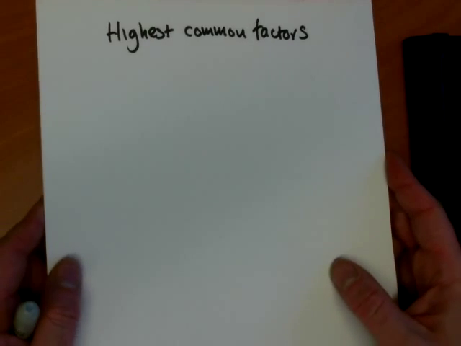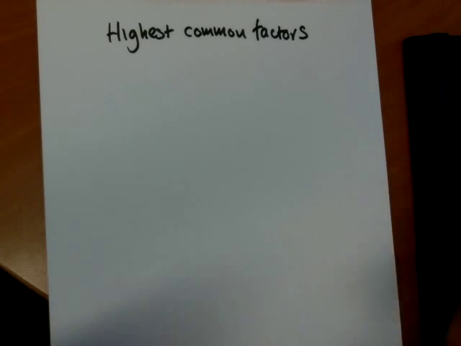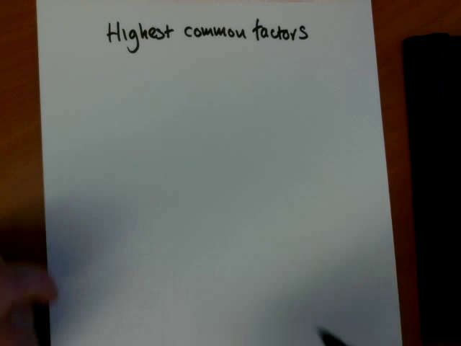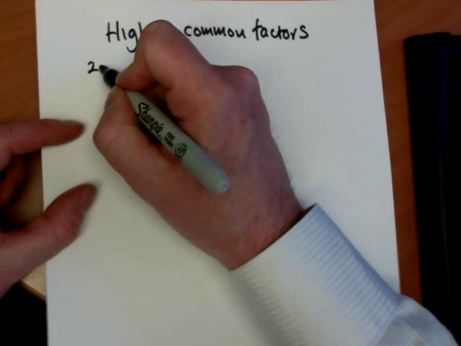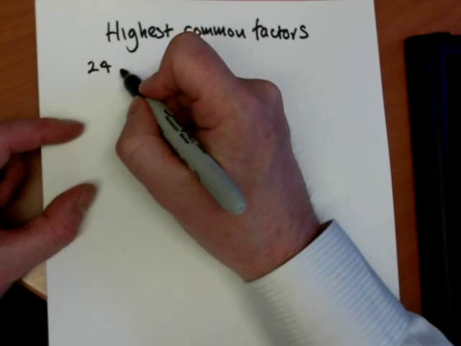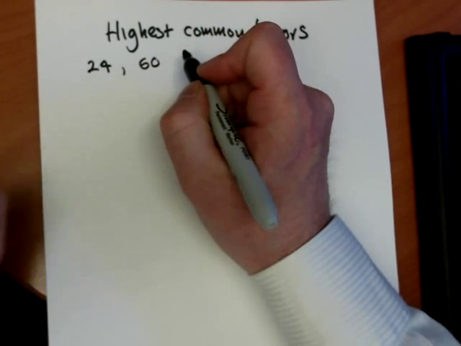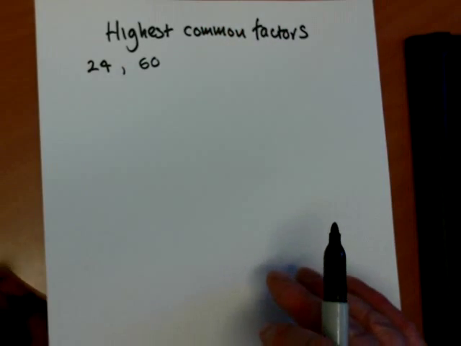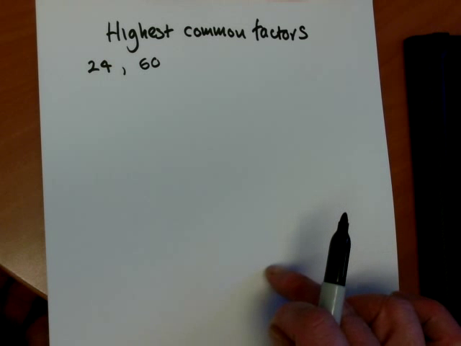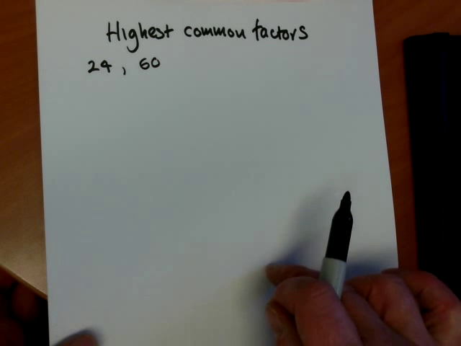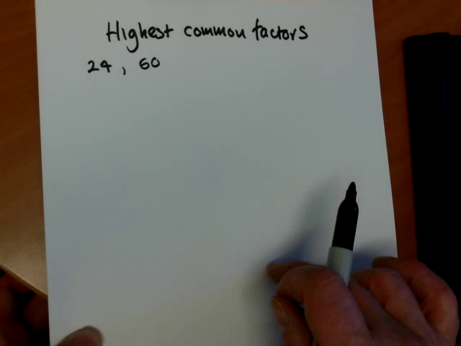Now we're going to look at highest common factors. So highest common factor is actually a number that's smaller than the numbers you're given. I'm going to show you how to find the highest common factor of 24 and 60. This will be the biggest number that goes into both of them. Right? So it's not higher than 24 and 60 because it's a factor of 24 and 60.